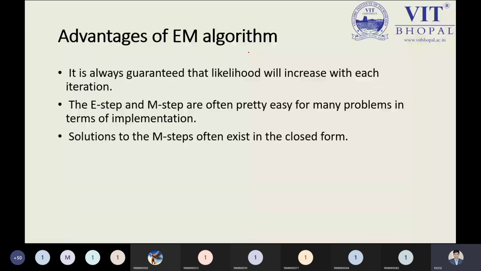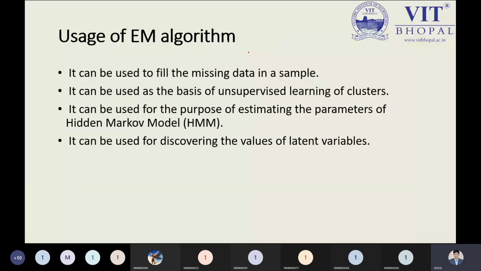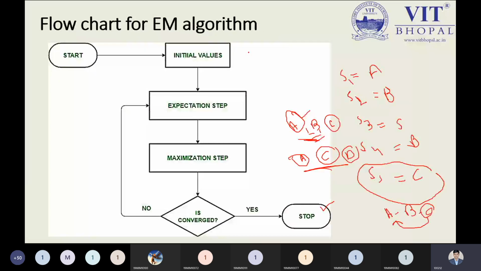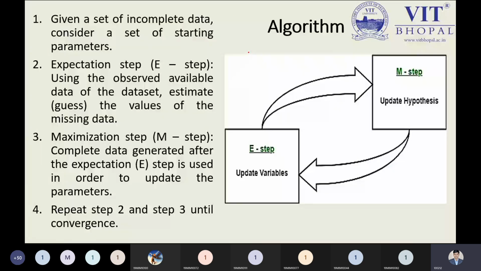That is the point. Now let us understand what is the biggest advantage we can look at here. It is always guaranteed that likelihood will increase with each iteration. So each and every time you are just increasing. Let me clarify once again. From this diagram, you can say this is an iterative, looping process. So each and every time your information will be updated.